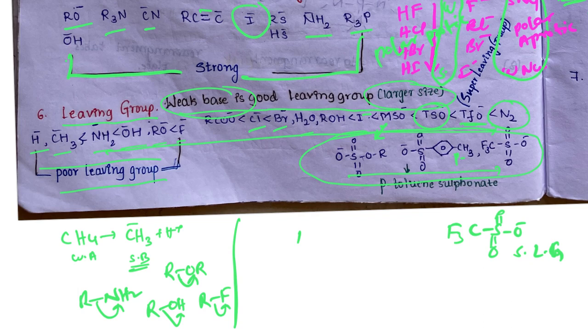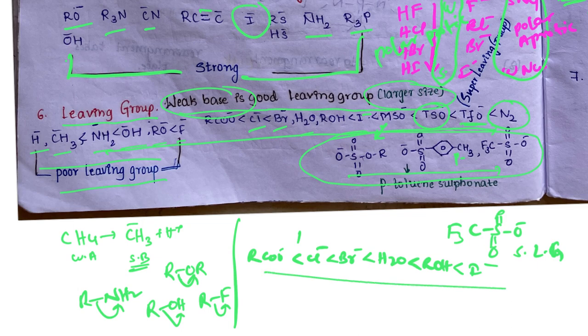And one minute, we can write this as RCOO minus, Cl minus, Br minus, water and alcohol also sometimes. And I minus is mostly used. Apart from this, another one used in most cases is TSO, paratoluene sulfonyl chloride. Sometimes they may write it like PTSO, paratoluene sulfonyl, chloride or sulfonate. These are the good leaving groups.